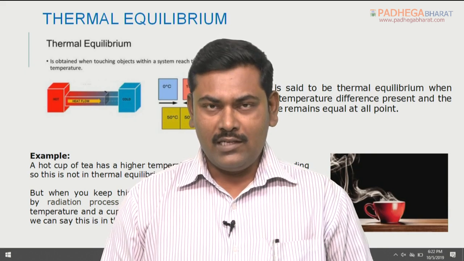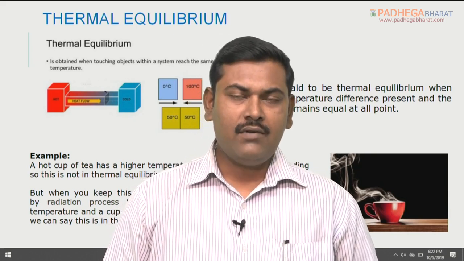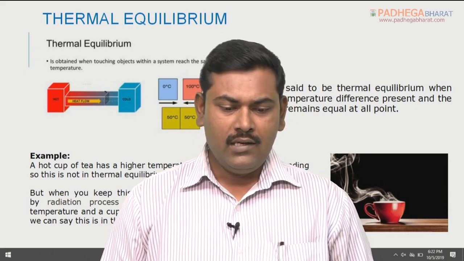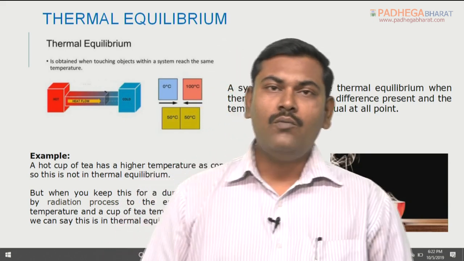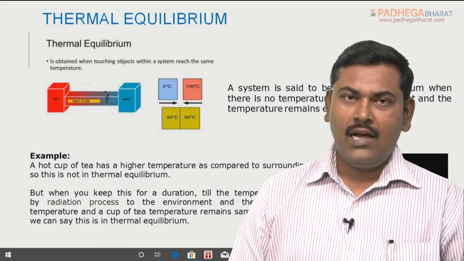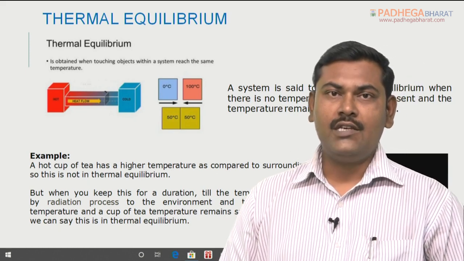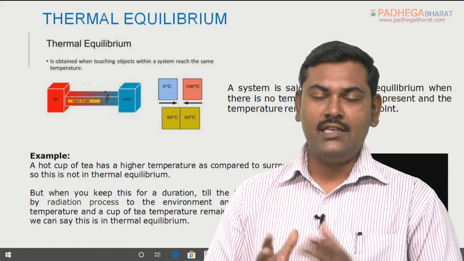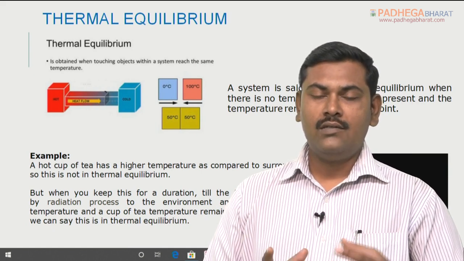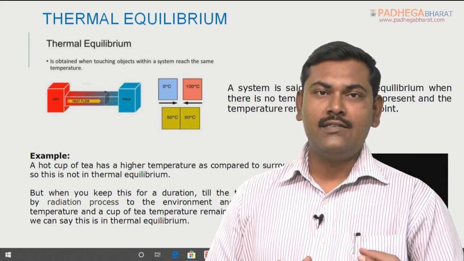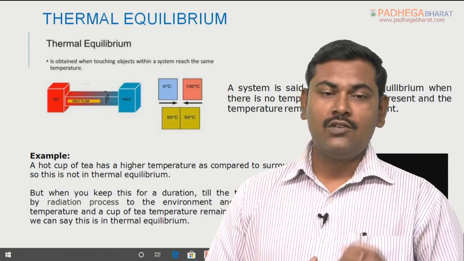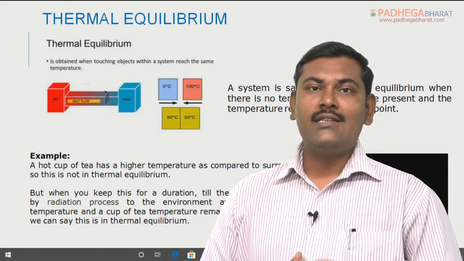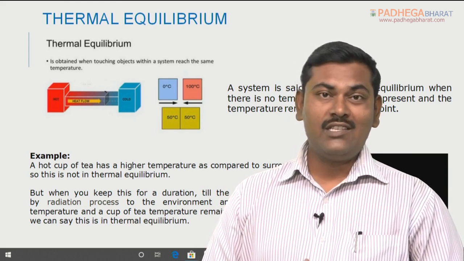I will pose another problem. Let us say we have a hot body and a cold body. The hot body is at 100 degrees Celsius and the cold body is at 0 degrees Celsius, and these two objects are brought in contact with each other. As we know, the body at 100 degrees Celsius has higher energy, that is, heat energy content. So it will give away its heat to the cooler body, the cold body.